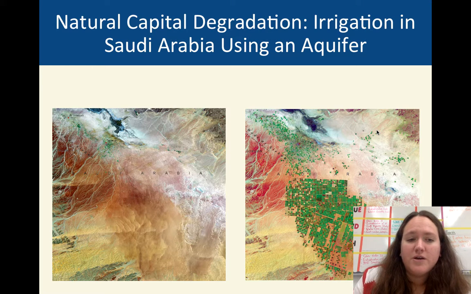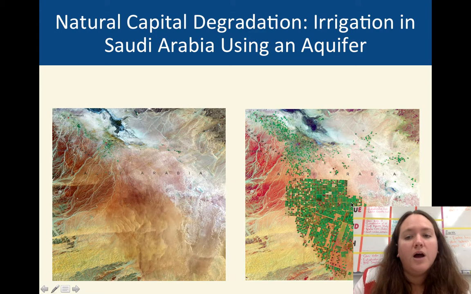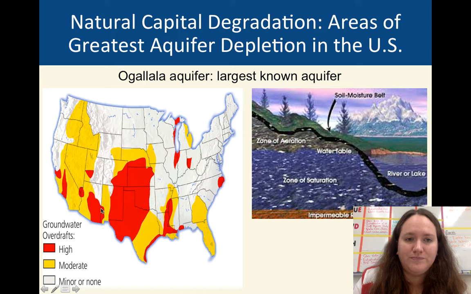So this is a picture of Saudi Arabia. This is before we started pumping water for irrigation. This is after, so you can see all this green is agricultural land. Looks awesome, but you're getting this water from the ground because there's no surface water in the area to actually pump and make your crops from.